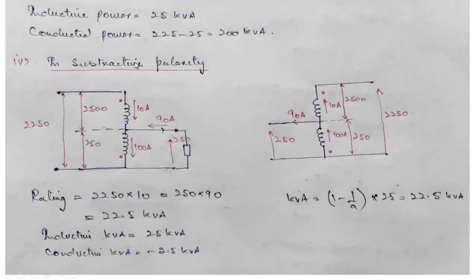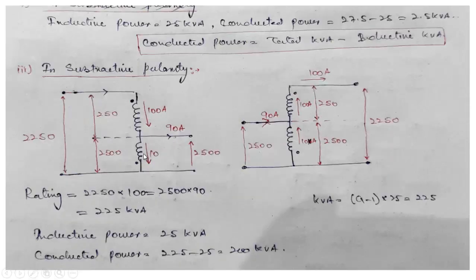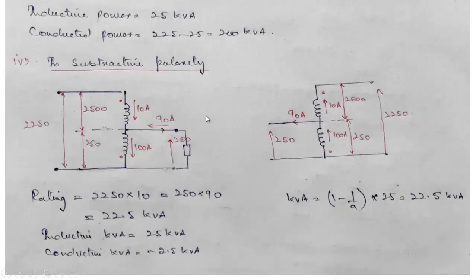The last case is this, subtractive polarity, when we are taking the output. In the earlier case, we were taking the output at the high voltage winding of the two winding transformer. Here we are taking the output at the low voltage winding of the transformer. So in this case, this will be again 2250, this will be 10 ampere, this will be 100 ampere. That means the current here now will be inwards, the current direction will be changing now.